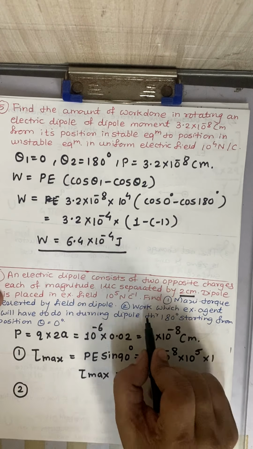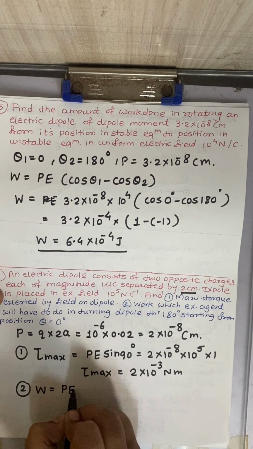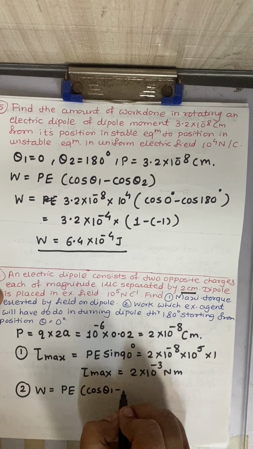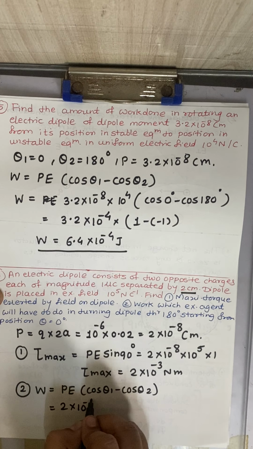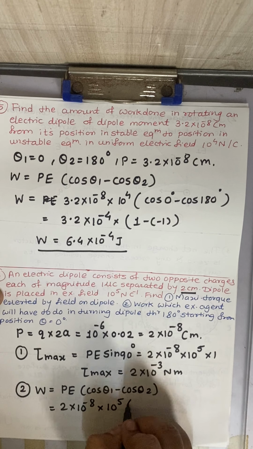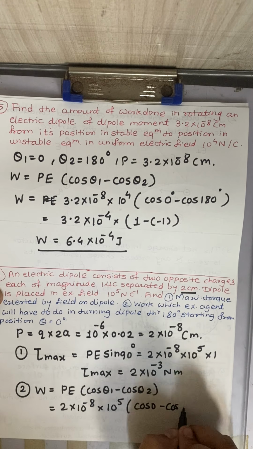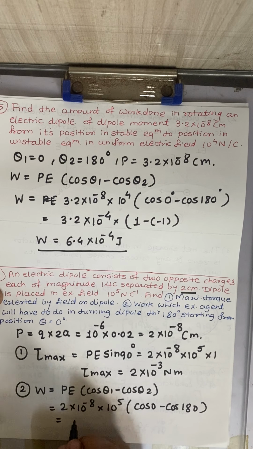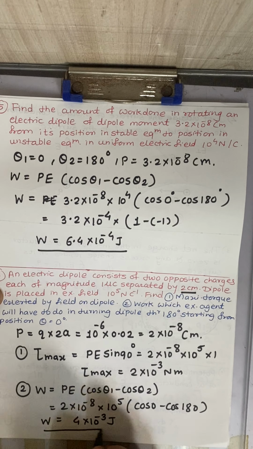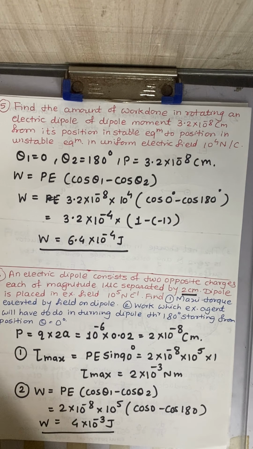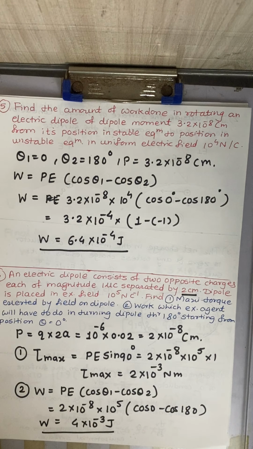Now we have to find the work which the external agent will have to do. So W is equal to, again the common formula, PE (cos theta 1 minus cos theta 2). Work done is 2 into 10 raised to minus 8, field is 10 raised to 5, cos 0 minus cos 180, and the value comes out to be 4 into 10 raised to minus 3 joule. In this way we can find the total work done in rotating a dipole through a certain angle, and also from stable equilibrium to unstable equilibrium. Thank you.